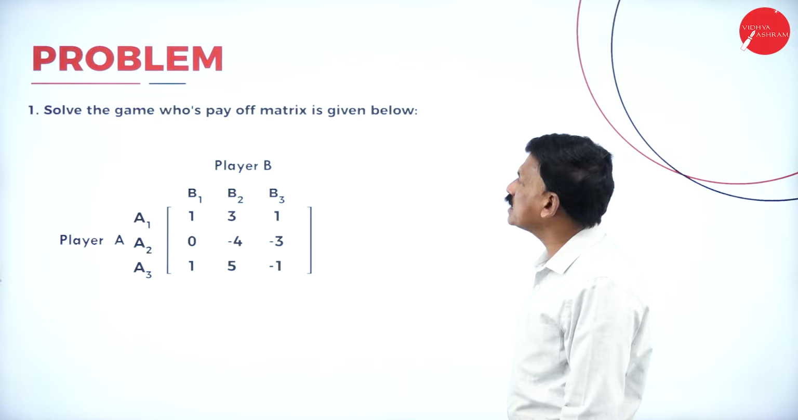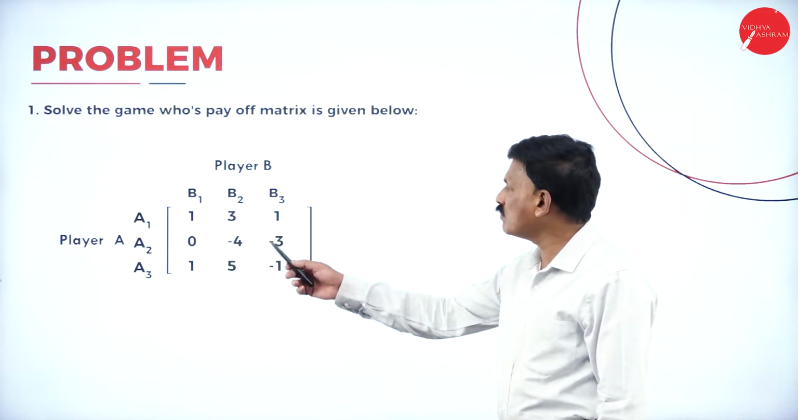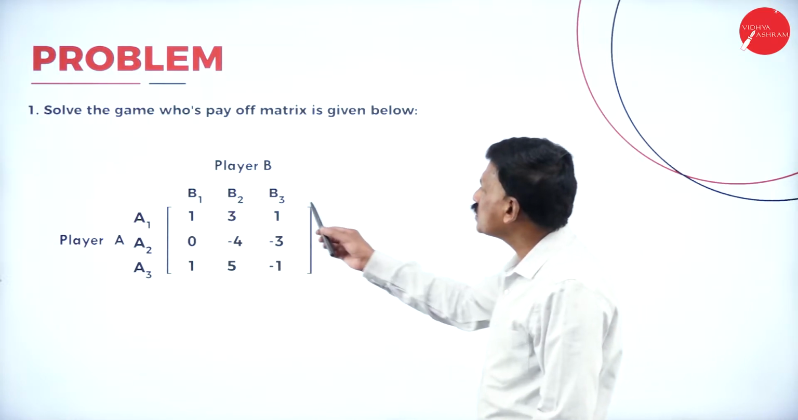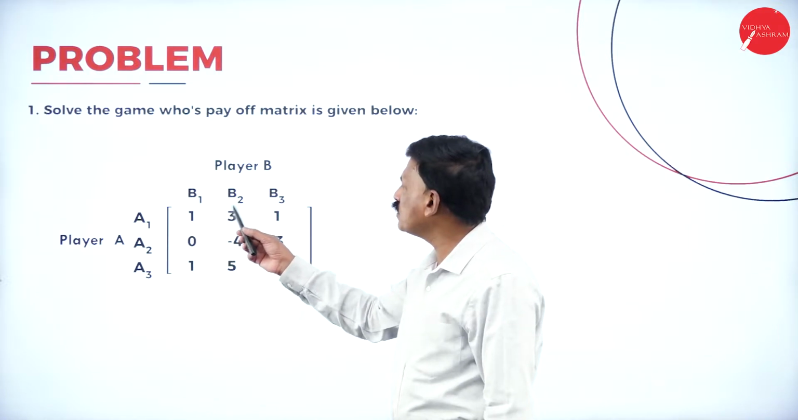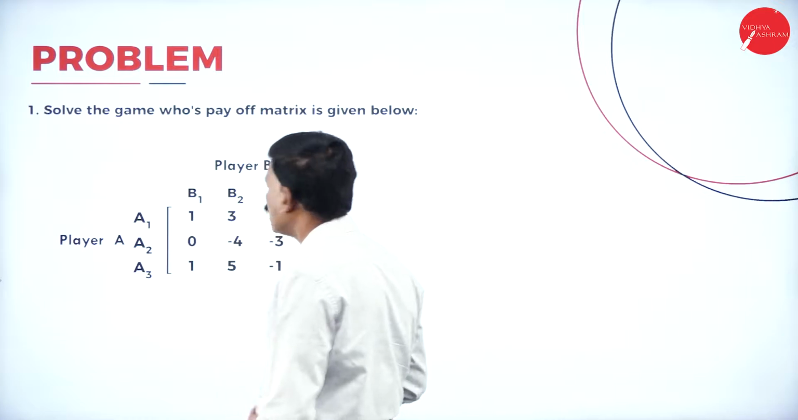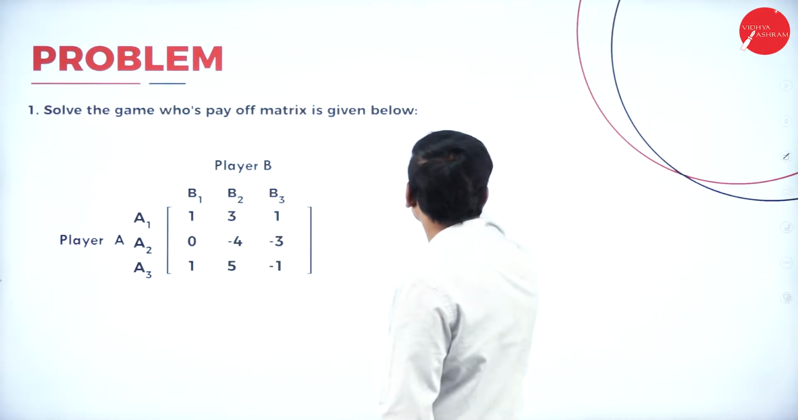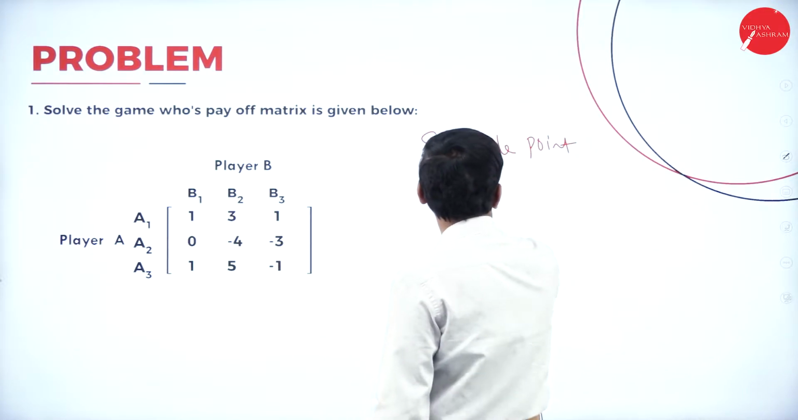Now, let us consider the given matrix, 3 rows, 3 columns: 1, 3, 1, 0, minus 4, minus 3, 1, 5 and minus 1. Here the player A has A1, A2, A3 and player B has B1, B2 and B3. What is required is to find the saddle point of this game. That is what is to be determined here.